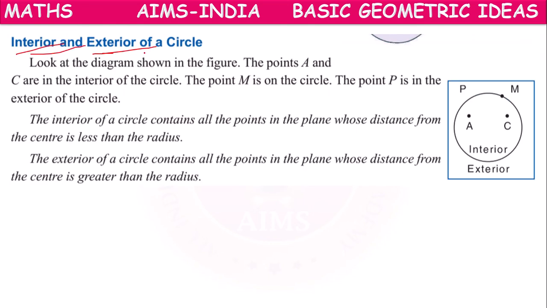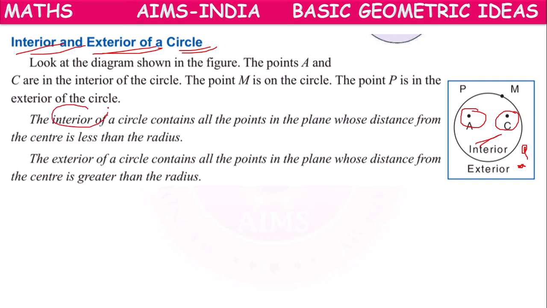Next, interior and exterior of a circle. The points which lie inside the circle are called the interior of the circle, the points which lie outside the circle are called the exterior of the circle, and the points which lie on the circle are called the boundary.